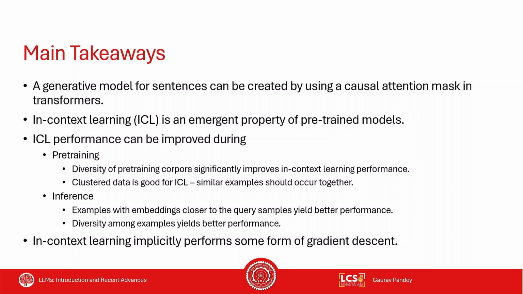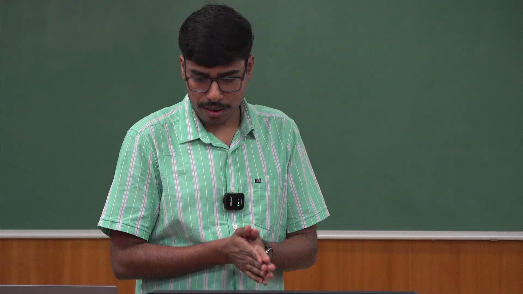First, we can create a generative model for sentences by using a causal attention mask in a transformer. Second, in context learning is an emergent property, which means that you need a large enough model and large enough data trained for a sufficient amount of time for this property to emerge. And you can improve it either during pre-training by clustering similar data, or during inference by selecting examples that are closer to your query. And finally, in context learning implicitly performs some form of gradient descent. Okay, we can stop now.